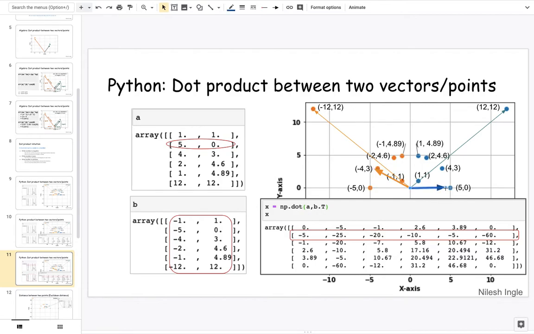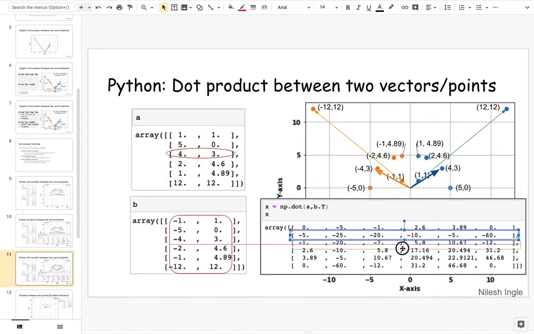Now if we move this down to, let's say, 4.3 here, and then we come down here, so here now we have 4.3, and when we multiply with B, we would be looking at this particular row, and here we can see that the points minus 1 1, minus 5 0, minus 4, minus 3, those are negative, those have a negative dot product value, and that indicates that those are more than 90 degrees and they are moving in the opposite direction.